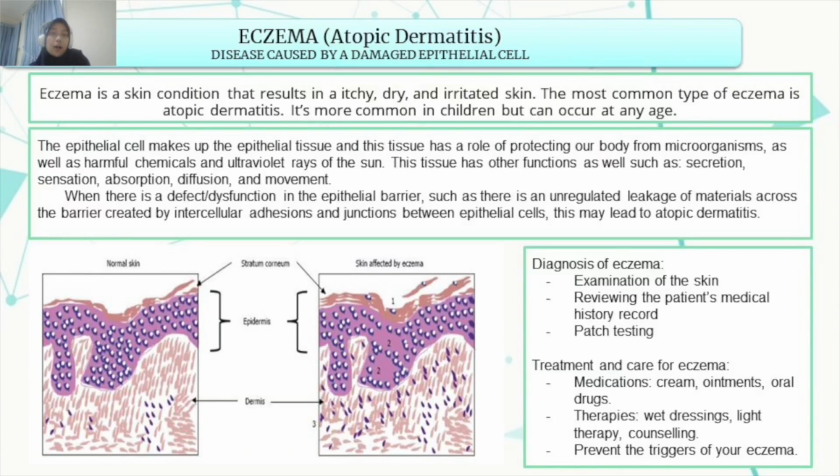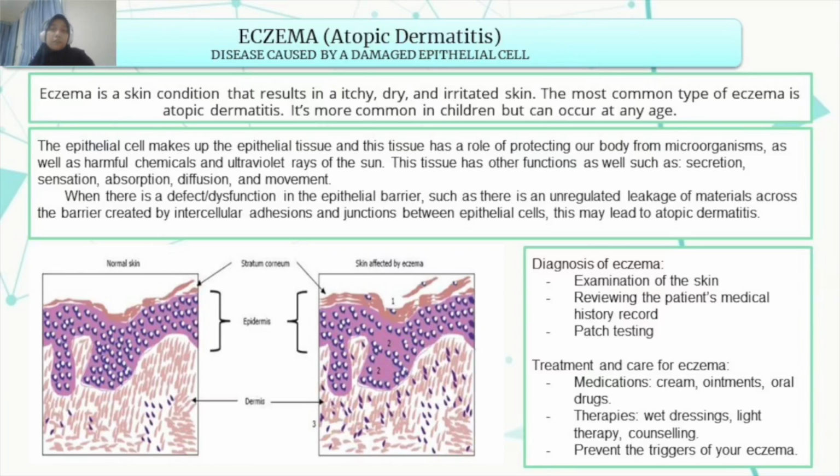Moreover, as to how a damaged epithelial cell could cause eczema: epithelial cells make up the epidermis, which is the outermost layer of our skin. And when an epithelial cell dysfunctions, this means that there is an unregulated leakage of materials across the barrier, and this will weaken our epidermis. Therefore, the epidermis will not be able to carry out its job as normal, and that job is to keep foreign substances out, such as bacteria, viruses, and allergens, which I mentioned previously are a common trigger of flare-ups in eczema.